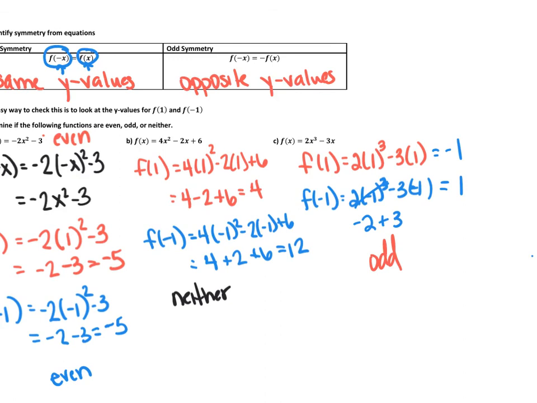So when you look at symmetry from an equation, if you plug in 1 and negative 1 and get the same y values, it's even. If you get opposite y values, it's odd. If you get different y values, it's going to be neither.